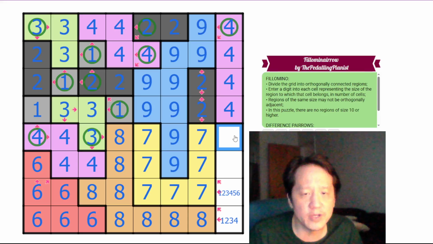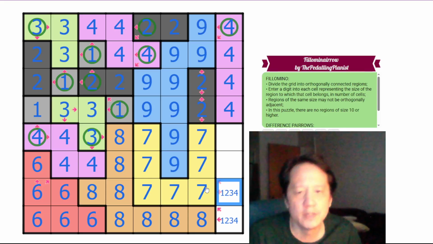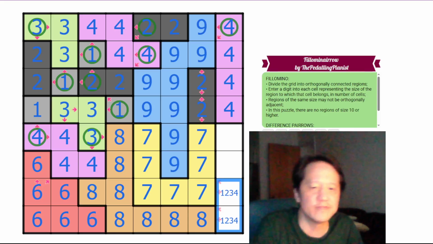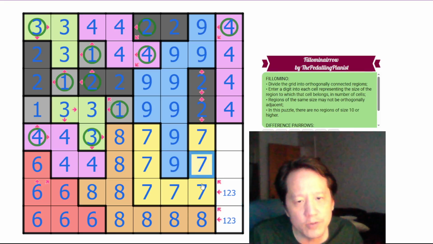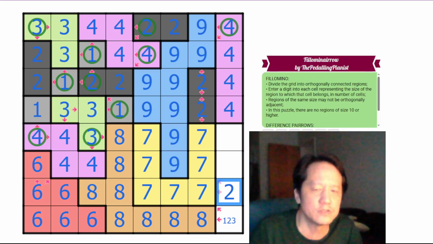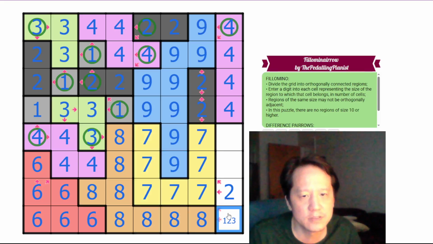Okay, so this can be at most 4 here. No 5 or 6. Actually cannot be 4. If it's 4, the problem is this would be sharing an edge with another 4 region. So these cannot be 4. 1 away does not work here. 3 away does not work here, so this must be 2. So this is 2. 1 away works here. 2 away does not. 3 away does not. Right? 1 away it does work.